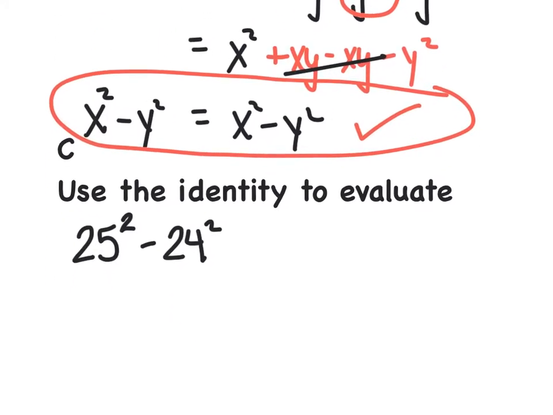Part C says use this identity to evaluate 25 squared minus 24 squared. All right, well, how are we going to do that?